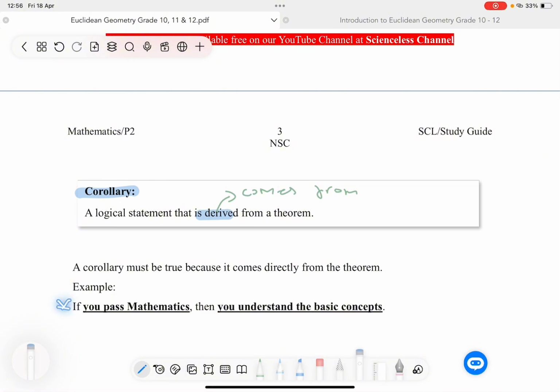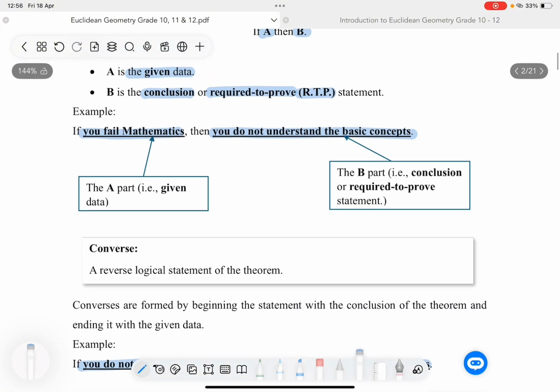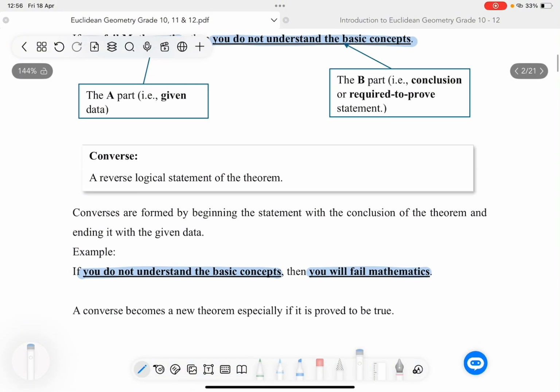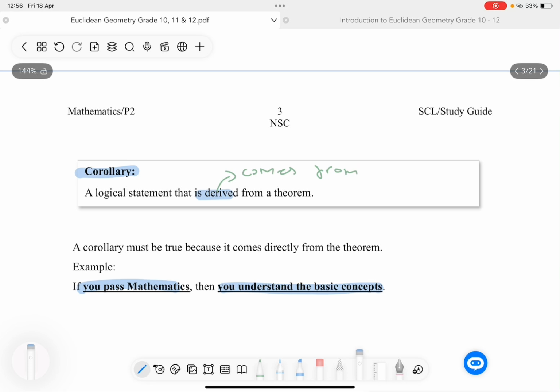In fact, I can write a statement where I say, if you pass mathematics, then you understand the basic concepts. Do you see that this statement is inspired by, or built from, the fact that if you fail, you do not understand the basic concepts? Then we can look at things from the perspective of what happens when you pass. It will then mean you understand the basic concepts. Such a statement is called a corollary.